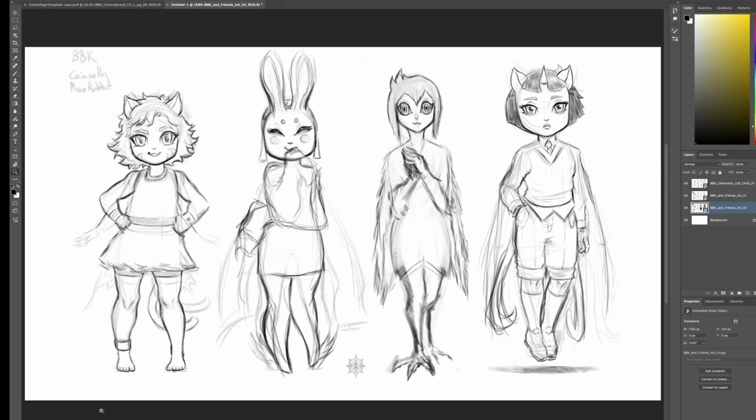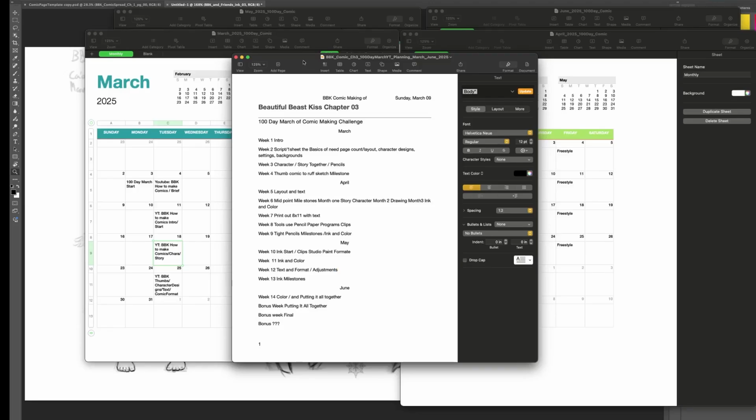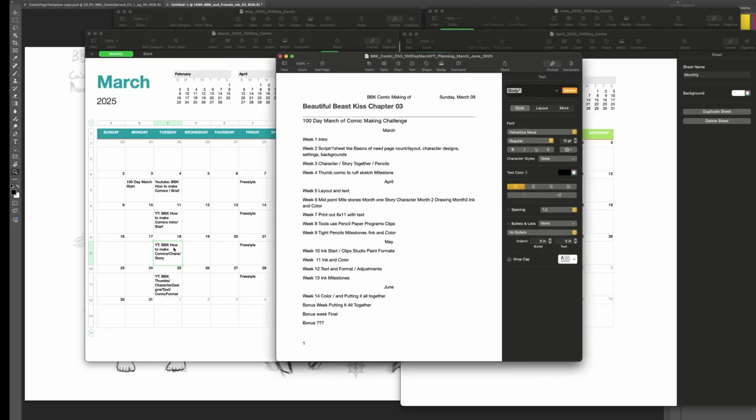My name is Trey, and we are continuing with the 100-Day March, which is to make a comic 24 pages in 100 days. So now let's look at the schedule. I have this brief planning thing for week 2. The day I post this will be the 18th of March. So week 2, the 18th of this 100-Day March, and we will be going over character and stories.